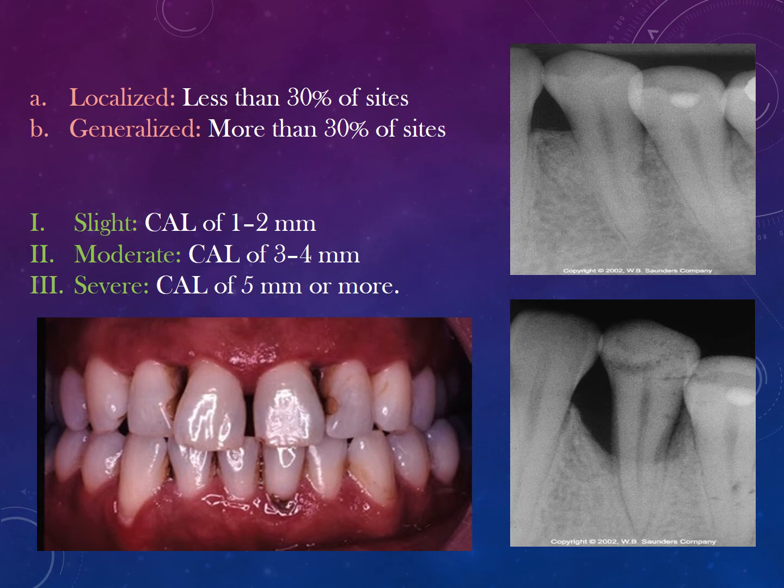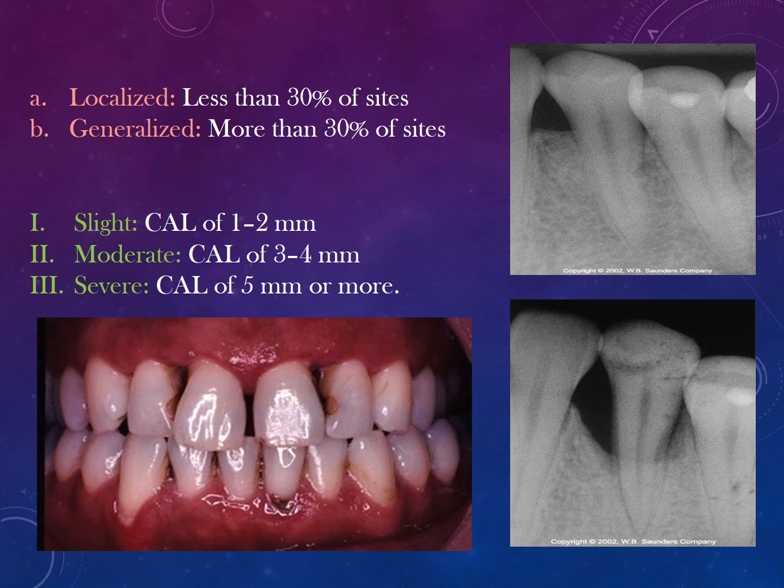Based on the disease distribution, chronic periodontitis is divided into two main categories. Localized chronic periodontitis occurs in less than 30% of sites, and generalized chronic periodontitis occurs in more than 30% of the sites. Based on the severity, chronic periodontitis is divided into three main categories.